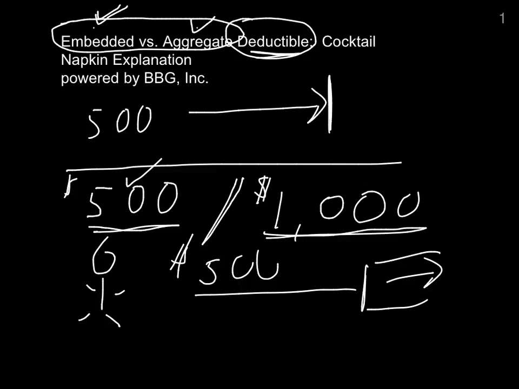Obviously, embedded deductibles are a little more expensive because there's an additional feature. An aggregate deductible is going to cost less, and of course, we know what the deductible is.